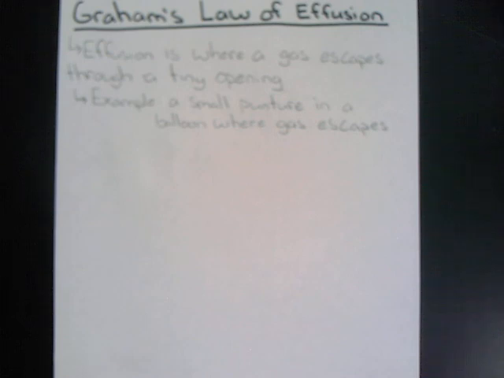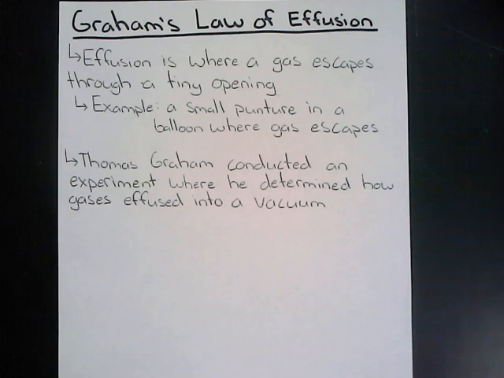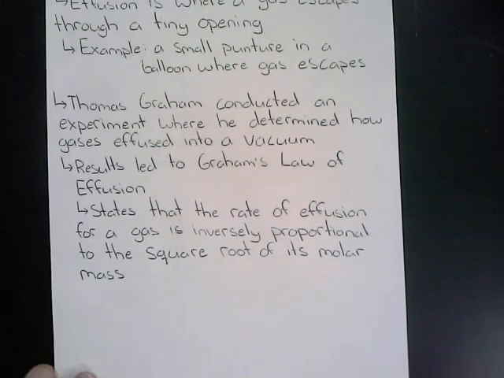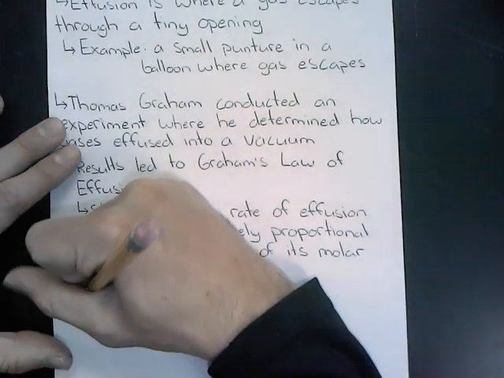What Thomas Graham did is he performed an experiment to measure the rates of effusion. In his experiment, he looked at how gases effused into a vacuum. His results led to his law, or Graham's law of effusion. Now, this law states that the rate of diffusion for a gas is inversely proportional to the square root of its molar mass.